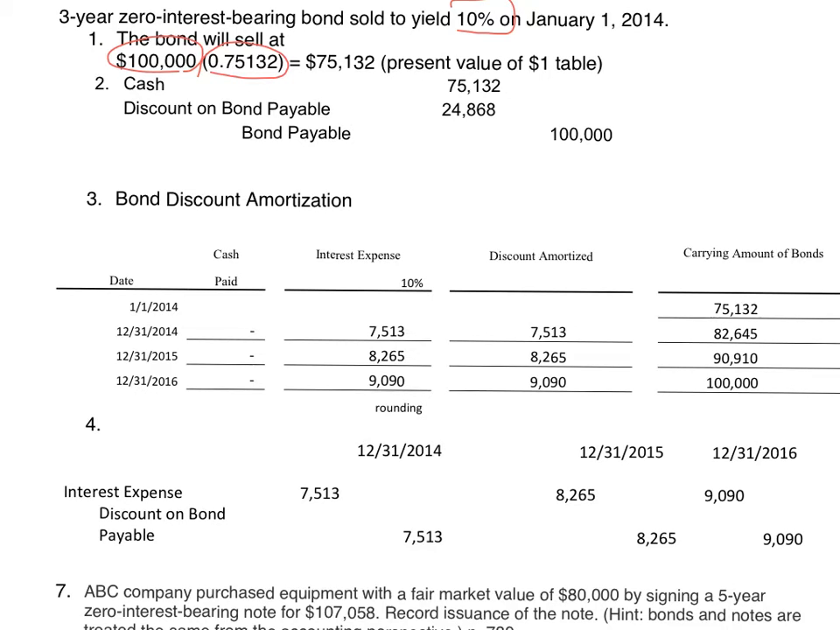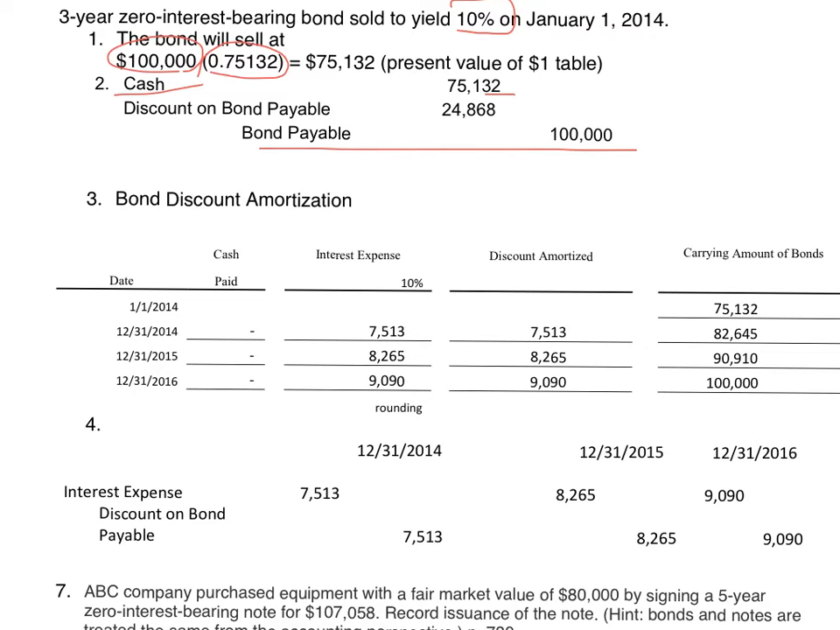So to record such a bond, we will, as usual, credit bond payable, always for your principal, then debit cash for the amount received for such a bond, and then the difference goes to discount on bond payable. Since we have zero interest-bearing bonds, it is impossible to sell it at a premium.